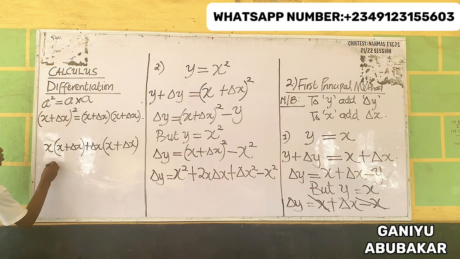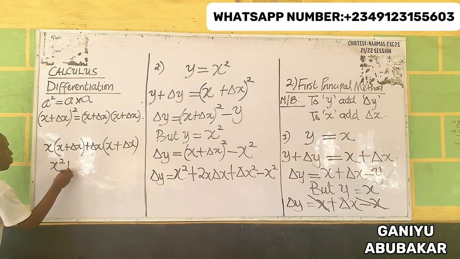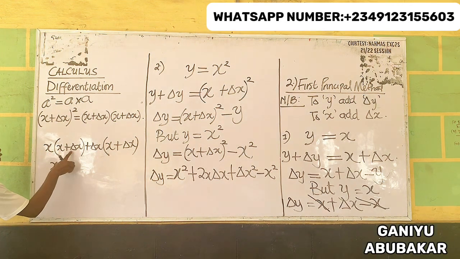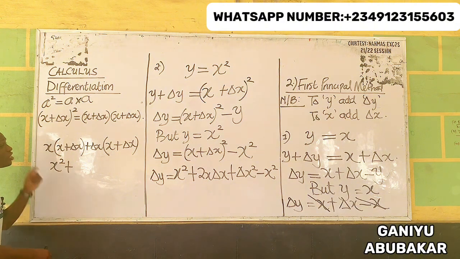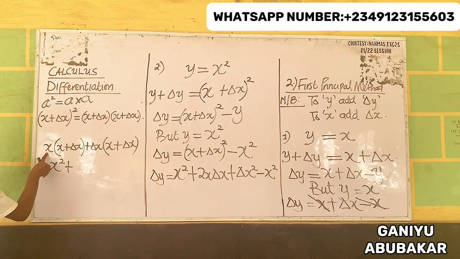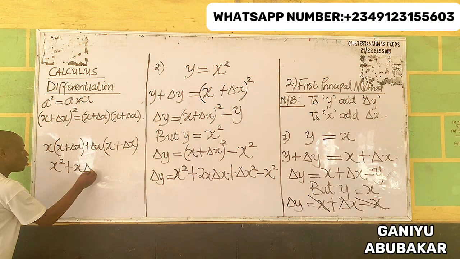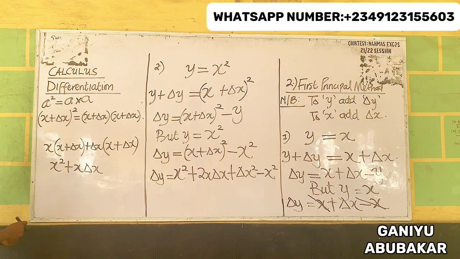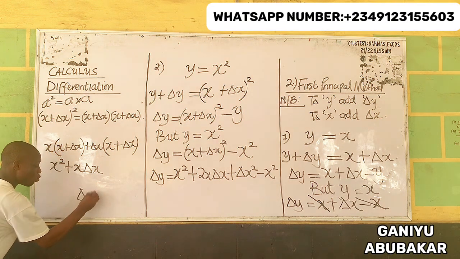When you are done, x times x is x squared, plus x times change in x. It is not change in x squared. It is x change in x. We assume that x and change in x are two different things. So x times this is x change in x, please, not change in x squared.